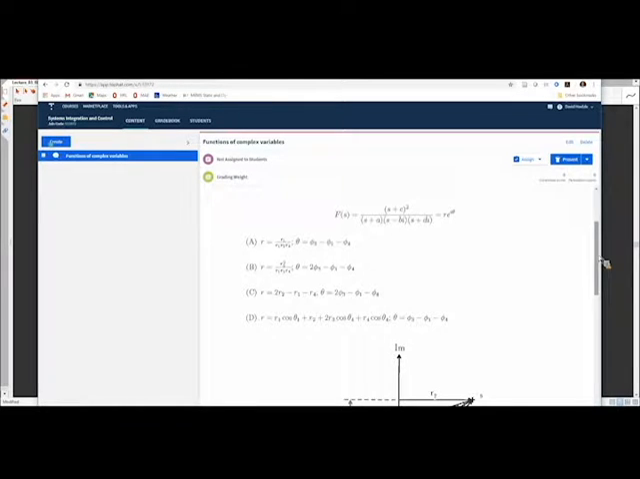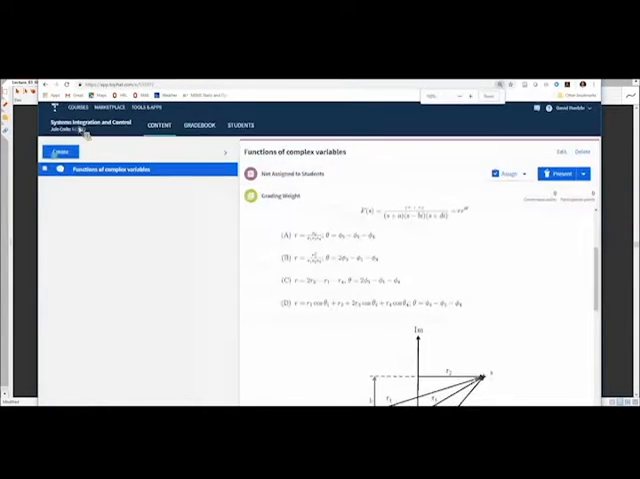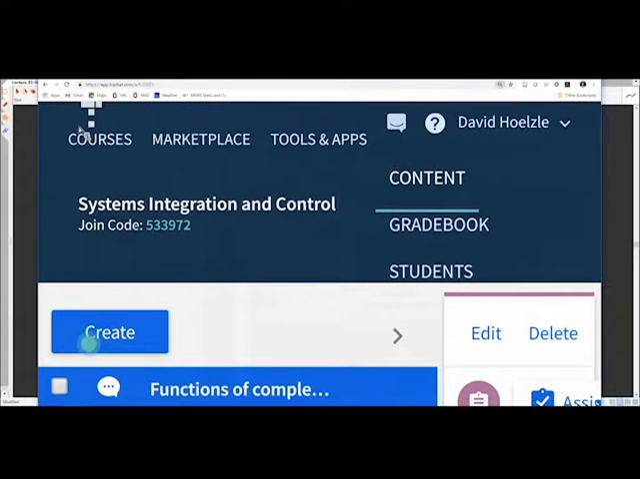I sent an email last night with the join code for Top Hat. In case you have not seen your email yet, the join code is probably not legible at all. Let me zoom in. 533972.